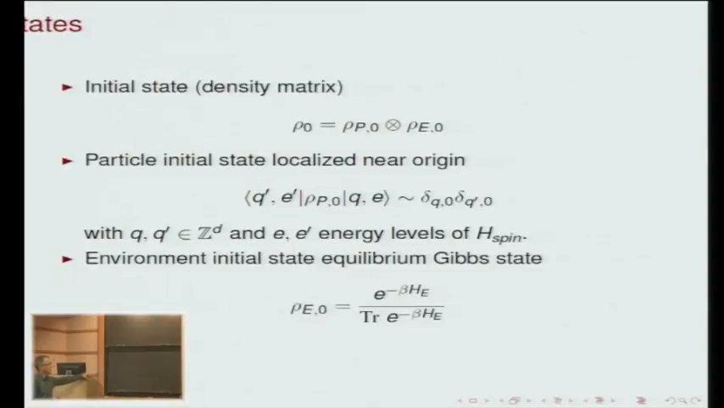So you start with an initial state, a product state of the particle and the environment, and take the particle, say, located at the origin and whatever in the spin. So the density matrix is just at the origin, and for the environment, the free field, it's natural to take the equilibrium Gibbs state with inverse temperature beta, given formally by this formula here.